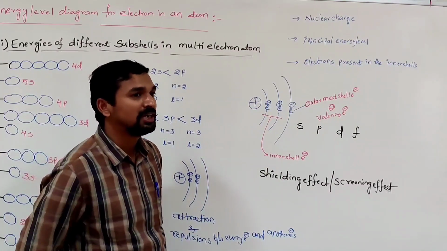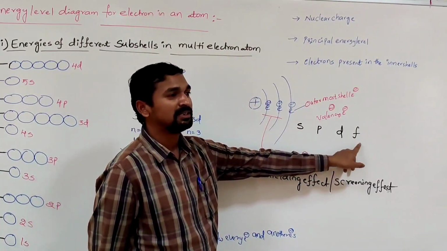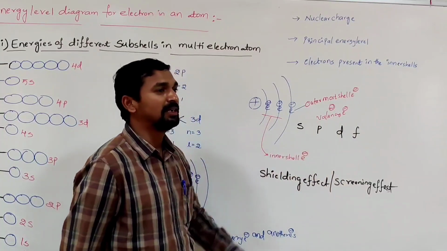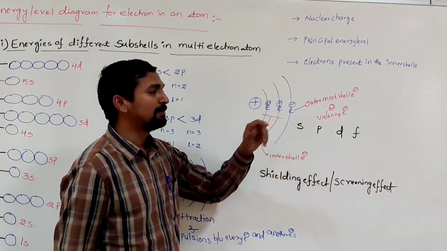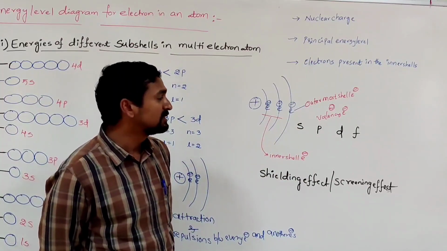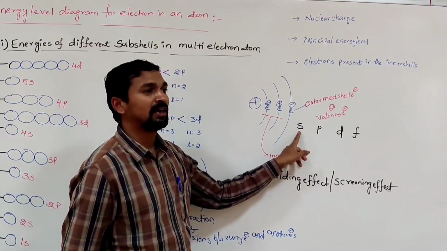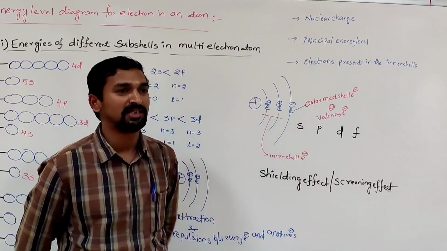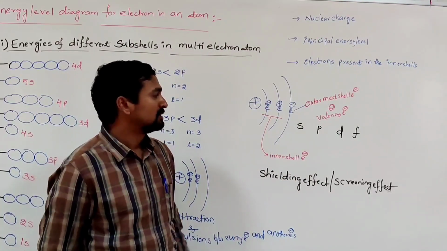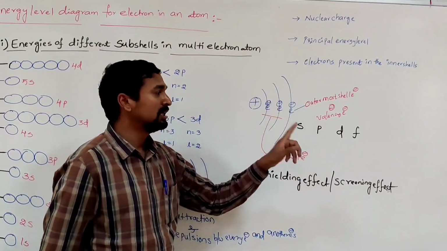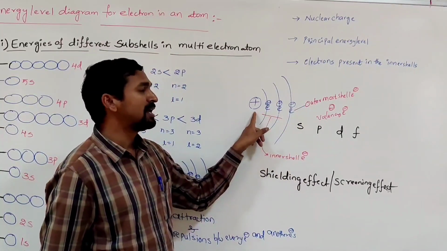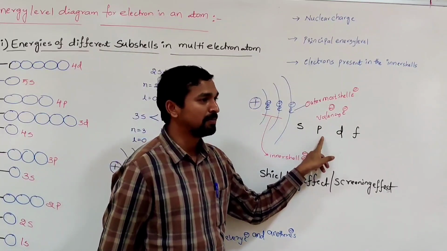And which will be shielded more? F orbital is shielded more. Which orbital is less shielded? S orbital is less shielded. Why is S orbital less shielded? The reason is because of the shape of S orbital, that is spherically symmetrical. So the S orbital, due to the spherical symmetrical nature, will spend more time nearer to the nucleus as compared to the P.